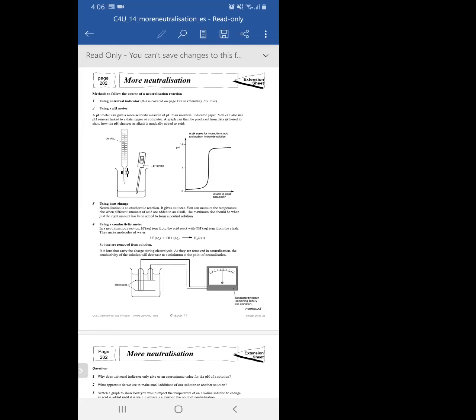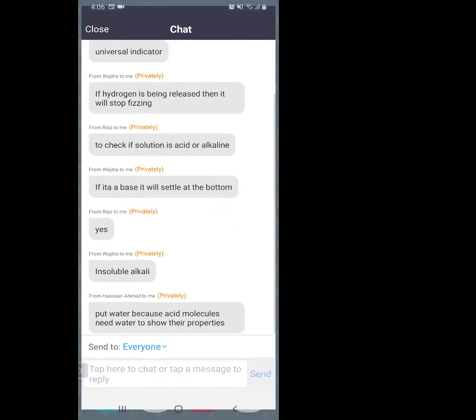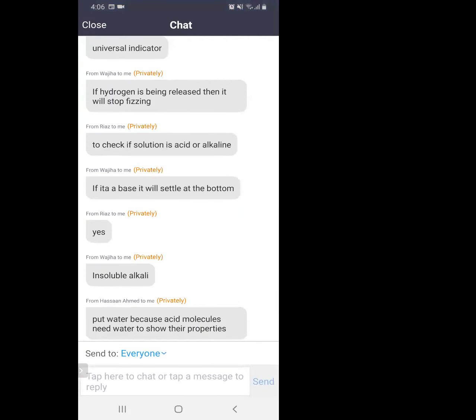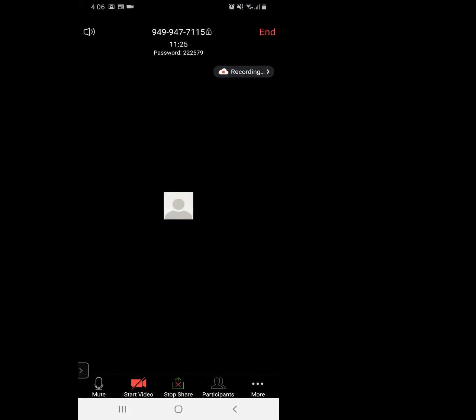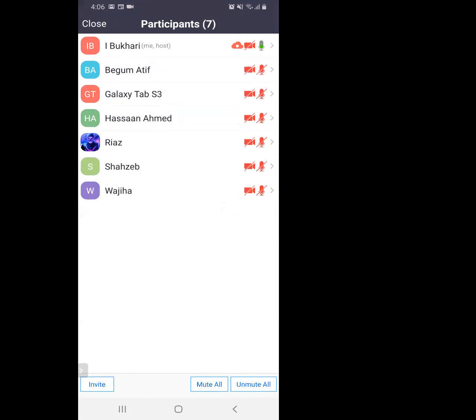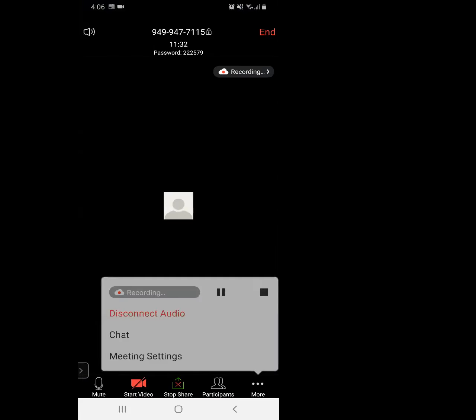Okay, so the question is, why do you think universal indicator just gives us an approximate value for the pH of a solution and a pH meter is more accurate? Why do you think the pH meter is more accurate? Yes? Why do you think the pH meter is more accurate rather than universal indicator?